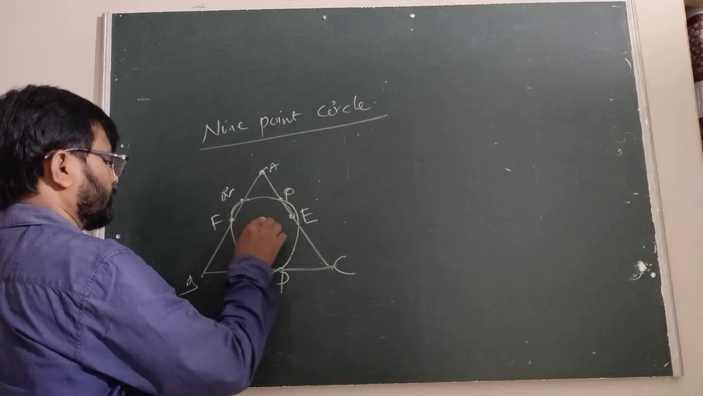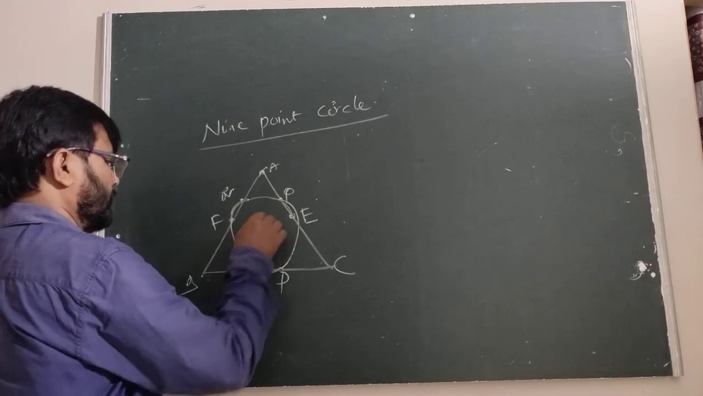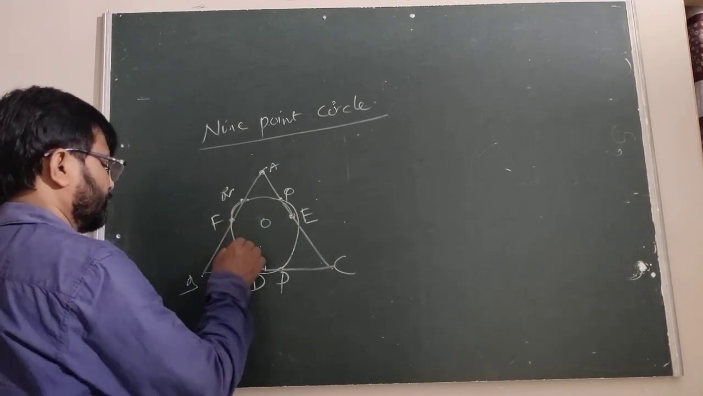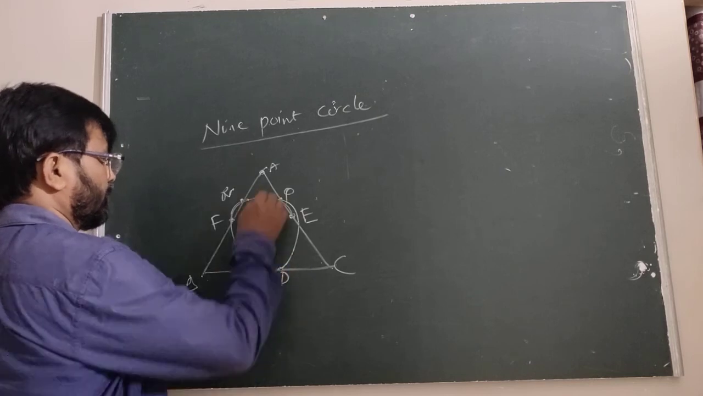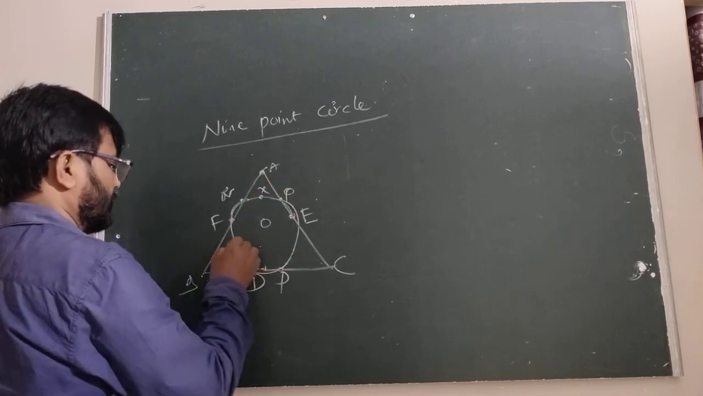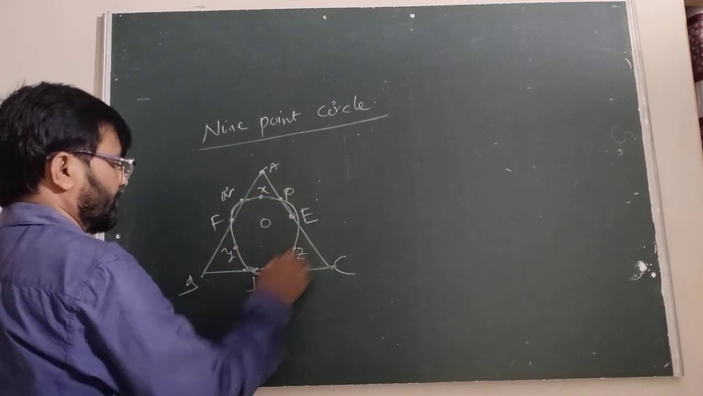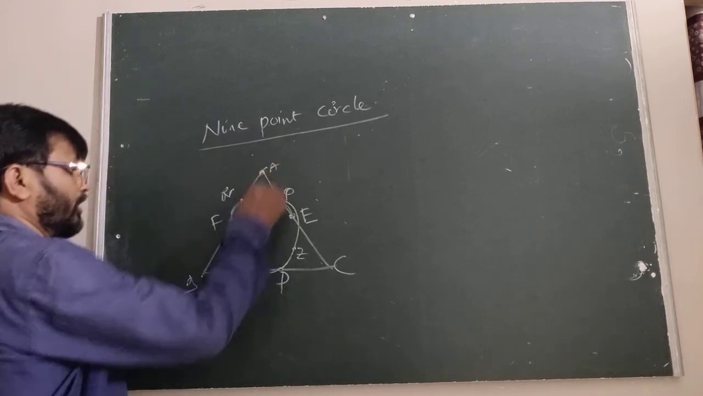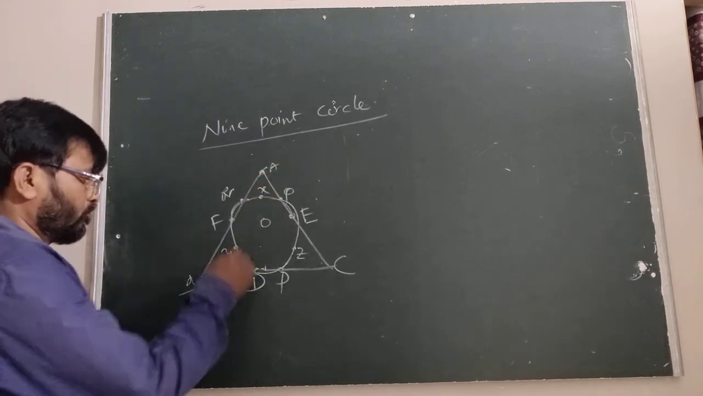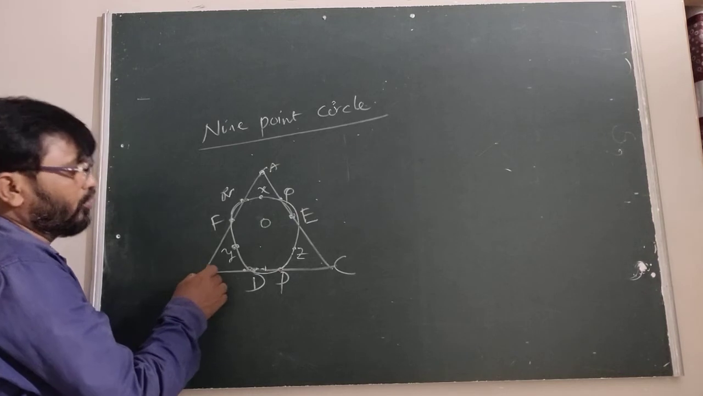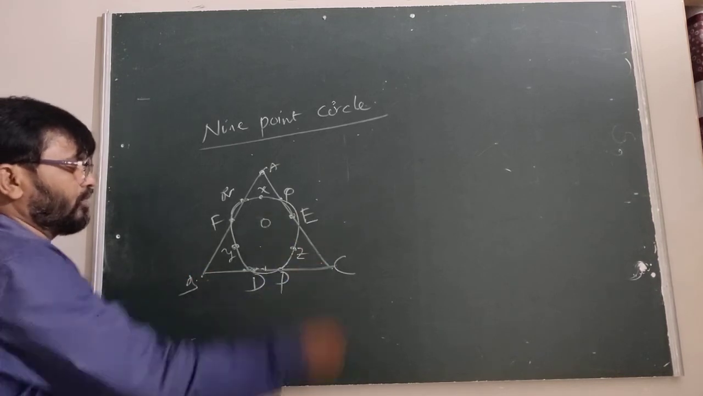Now O is the orthocenter. This is X, this is Y, this is Z. X is the midpoint of AO, Y is the midpoint of BO, and Z is the midpoint of OC.